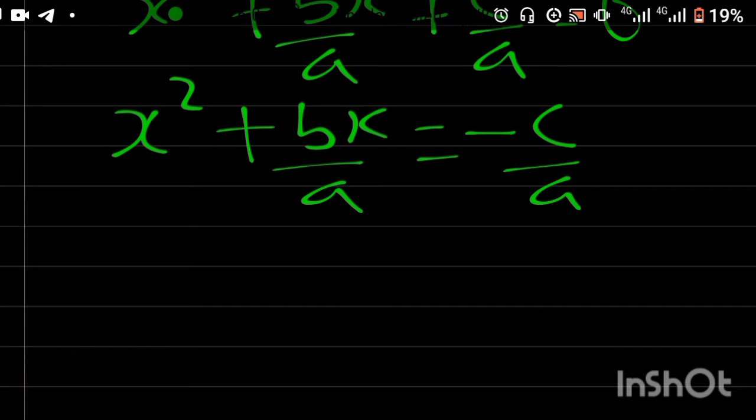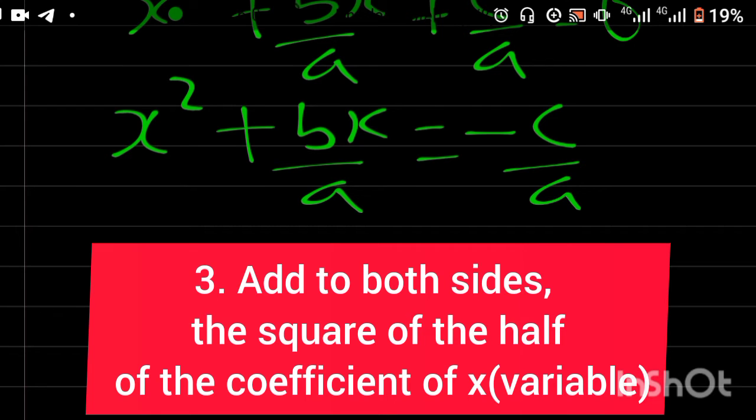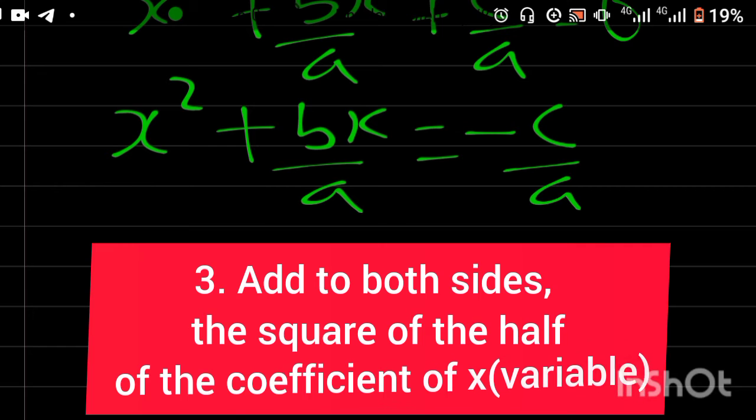Now, after we have done this, the next stage, step 3, we are going to add to both sides of this equation the square of the half of the coefficient of x. You can pause the video and state this step. Repeat it after me. You are going to add the square of the half of the coefficient of x to both sides of the equation. Now, what am I going to add? We are going to add the square of the half of the coefficient of x.